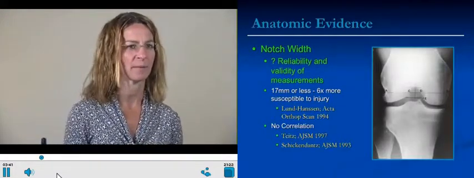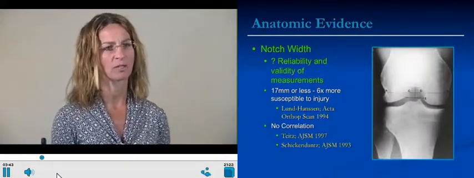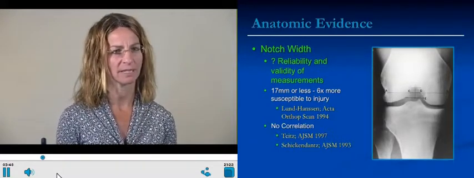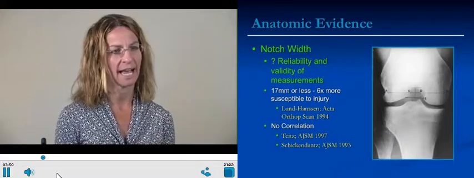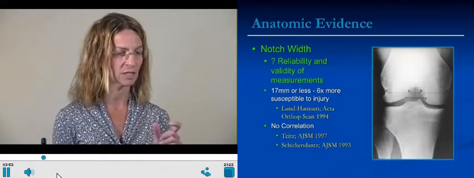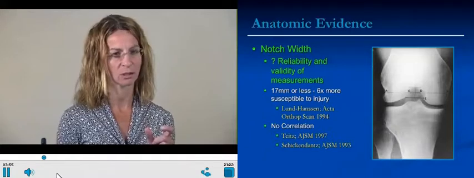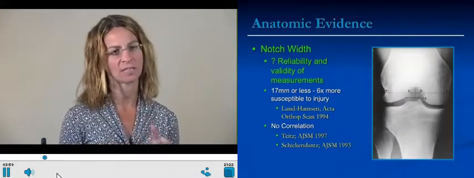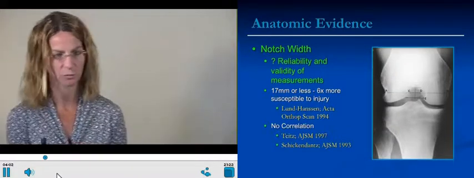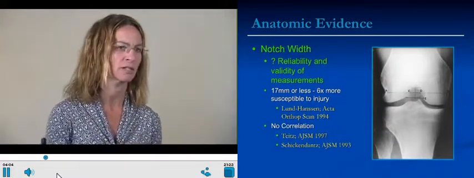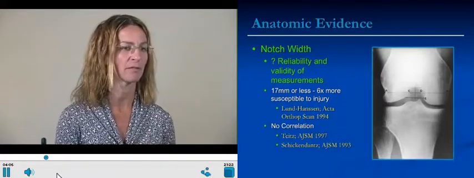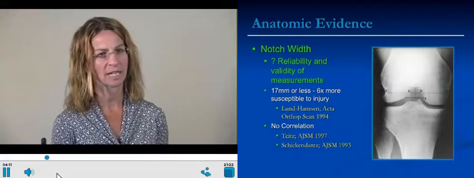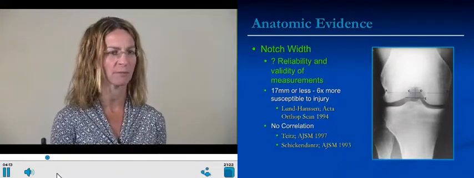What is some of the anatomic evidence? Well, looking at something called the notch width, which if you look on a radiograph is the space where the ACL sits. And they've looked at measurements looking whether this notch is narrow and maybe somehow this pinches off or causes the ACL to be at higher risk. And again, you have to take some of these studies into question to some degree, because there are definitely issues with reliability and validity of X-ray measurements. Were all the X-rays taken in the same position? Were they all taken with the same X-ray machine, the same radiographic beam?